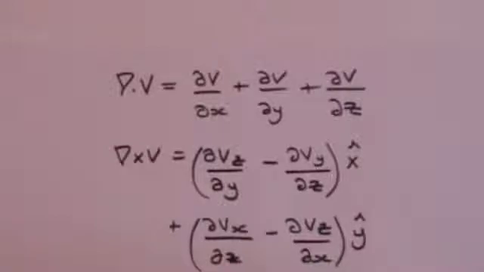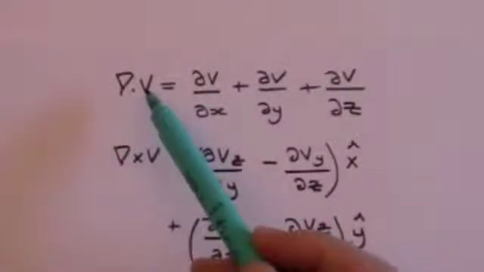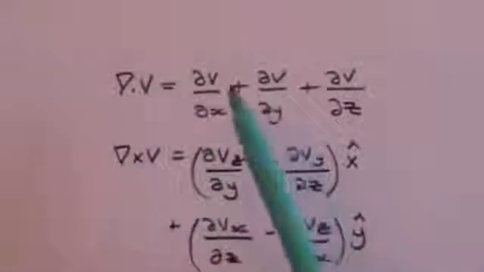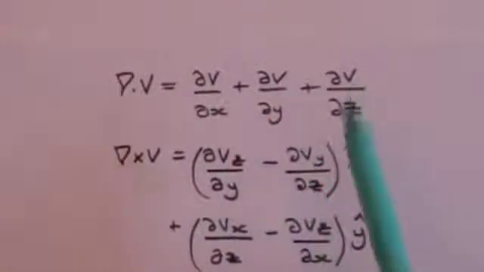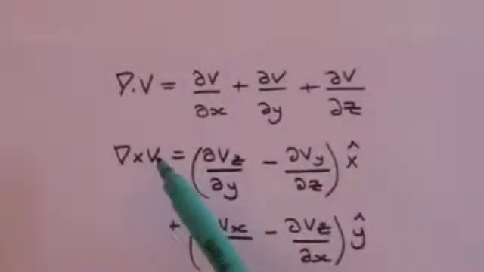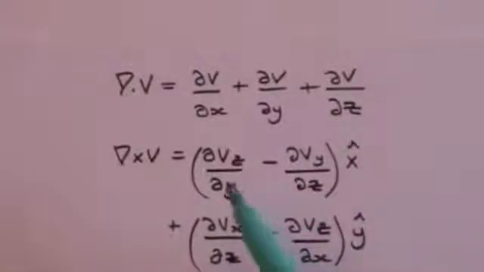Del dot v, this term here, is known as the divergence of a vector v, and it's simply d by dx of the vector plus d by dy of the vector plus d by dz of the vector. Del cross v is a cross product with a vector, and that's much more complicated. Let's just go through it.